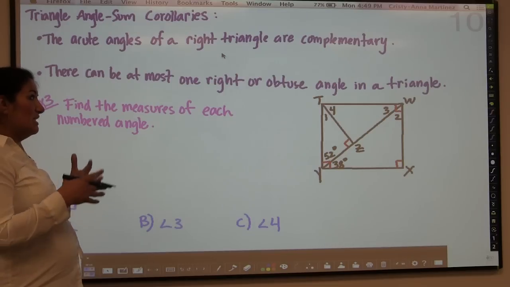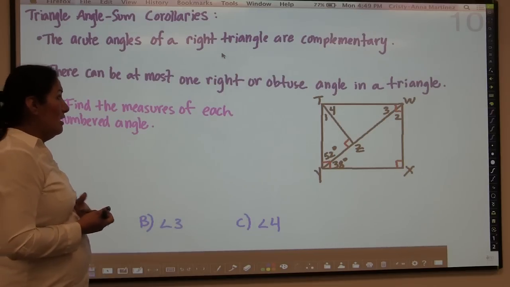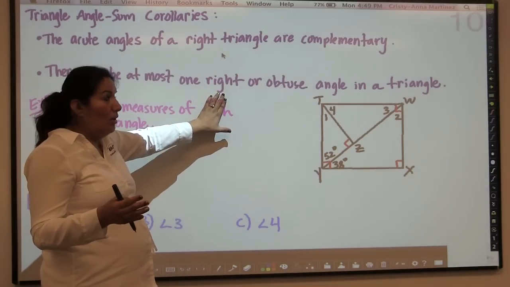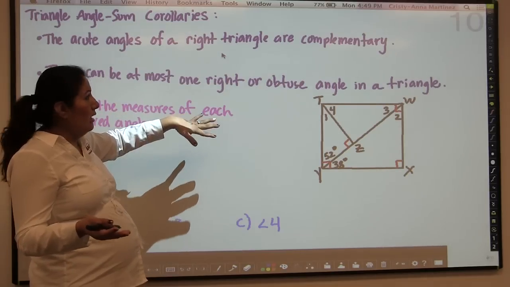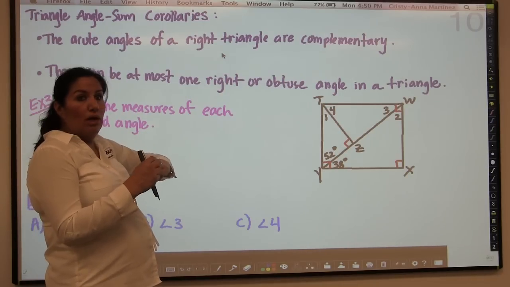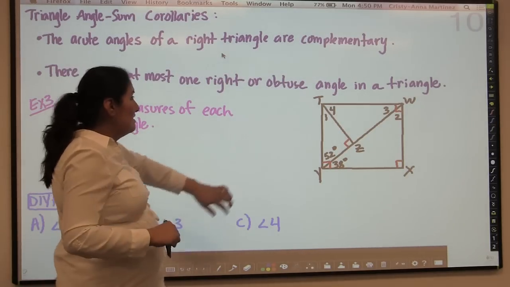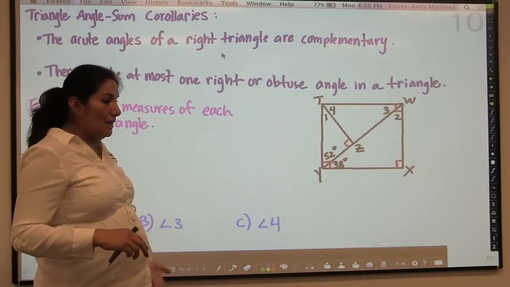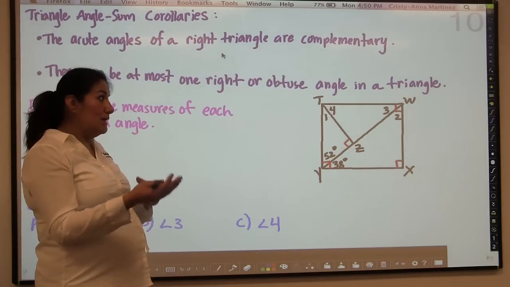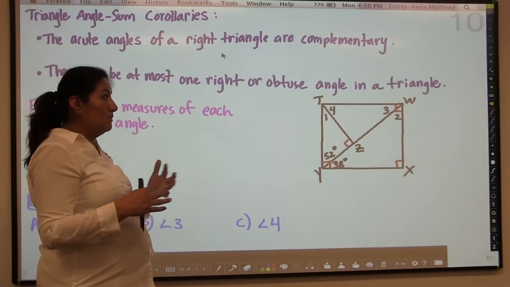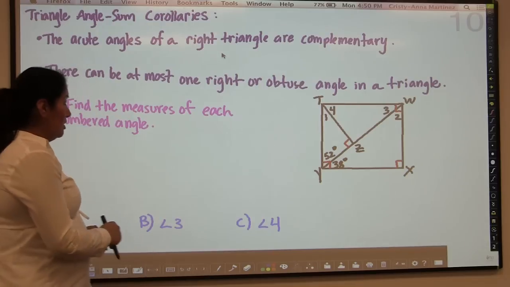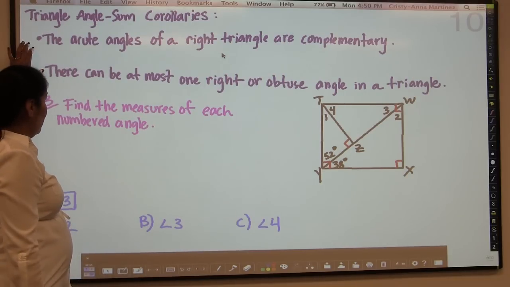The second one says that there can be at most 1 right or obtuse angle in a triangle. Again, if the sum of the triangle has to be 180, and you already have a 90-degree angle, you can't have another 90-degree angle and still be considered a triangle, because there has to be 3 angles, and 90 and 90 would already be 180. There would be no room for the third angle. Same thing with the obtuse one. If it was bigger than 90, like 100, then you wouldn't have another obtuse angle, because they wouldn't add up to 180. You would surpass your limit on the 180 situation. So anywho, we have those 2 corollaries.